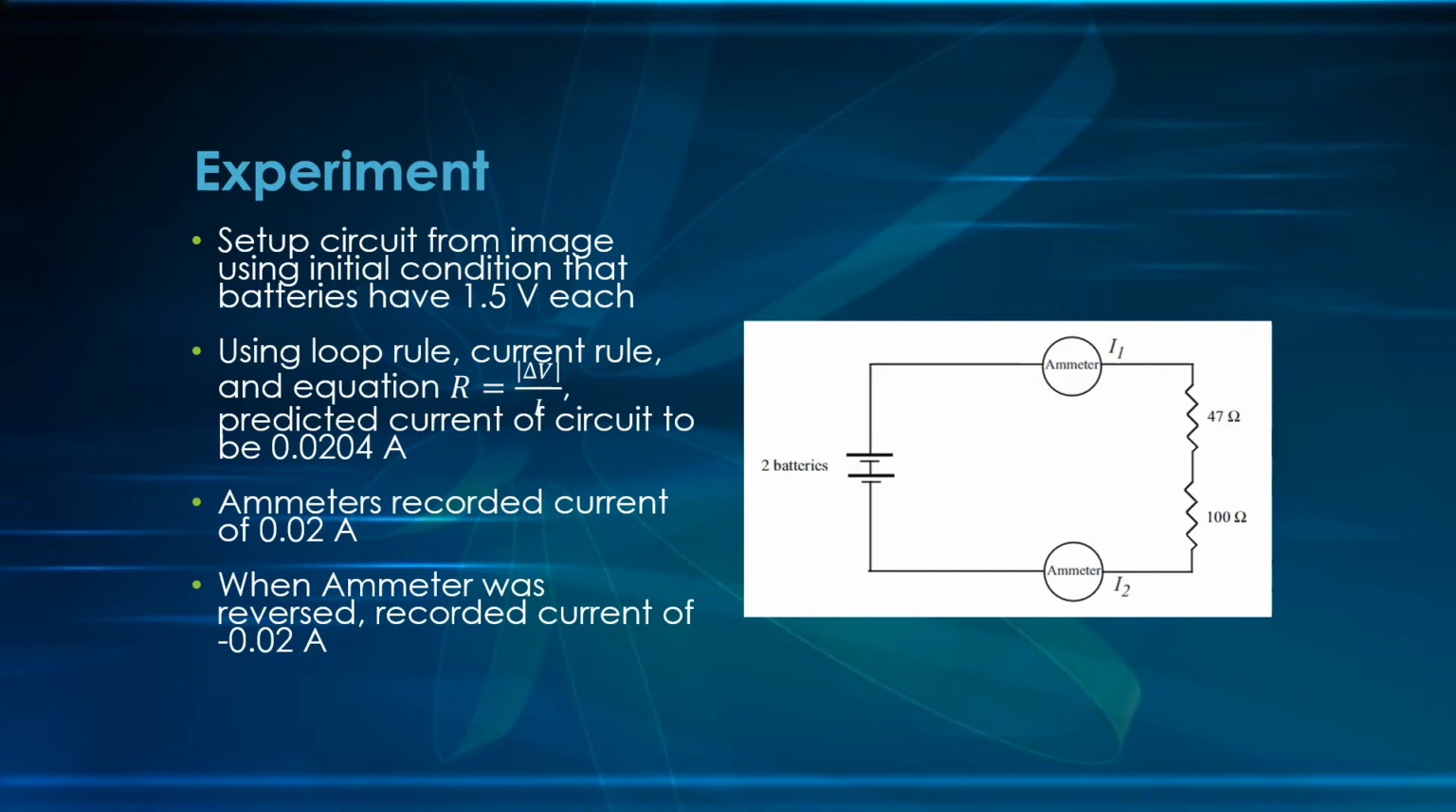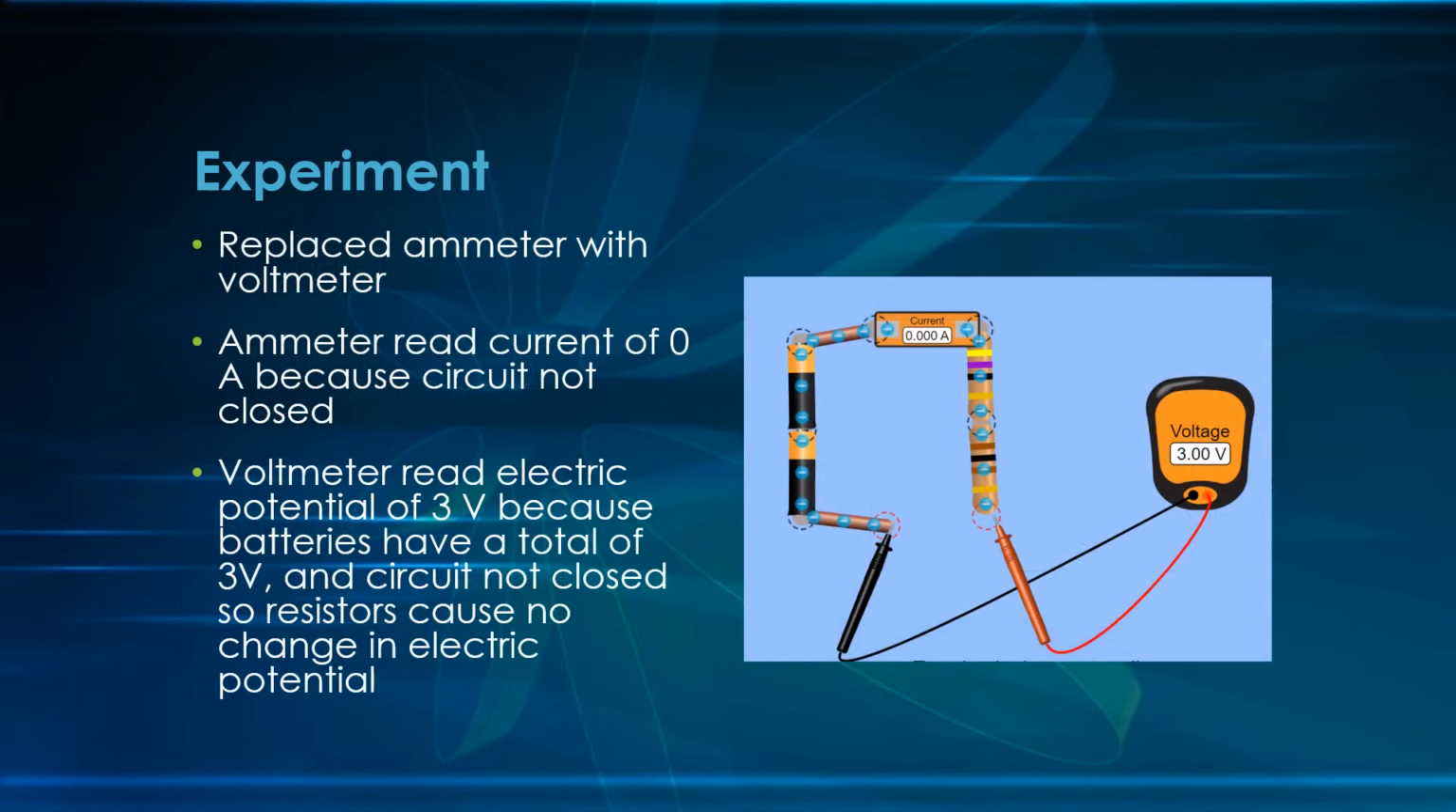First, I set up the circuit shown on the right with the initial condition that the batteries have 1.5 volts each. Then, using the loop rule, current rule, and the resistance equation, I predicted the current of the circuit to be 0.0204 amps. The ammeters recorded a current of 0.02 amps, which was close to my prediction, and when the ammeter was reversed, it recorded a current of negative 0.02 amps.